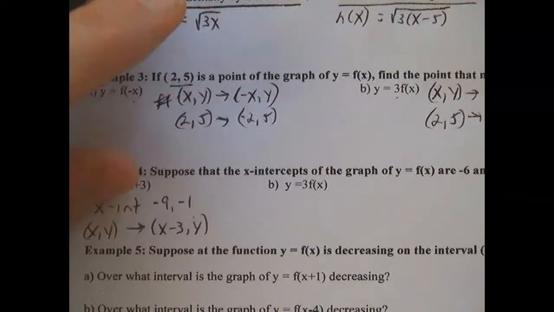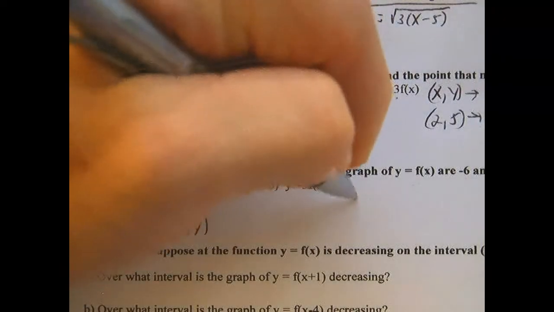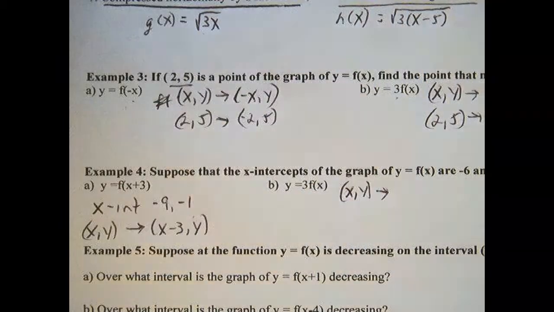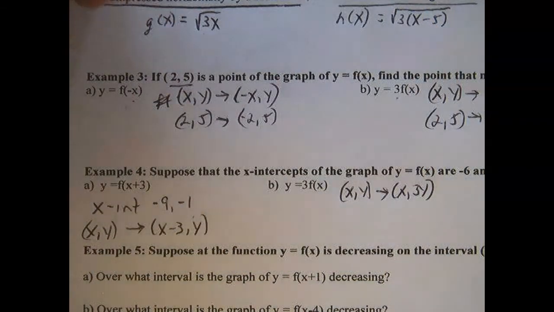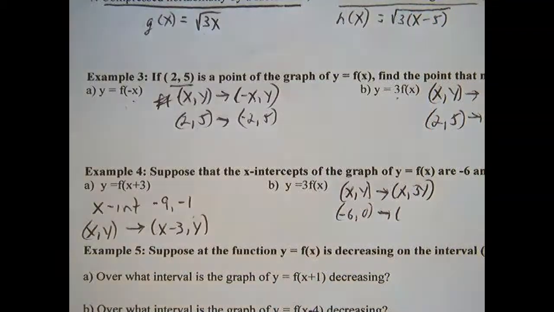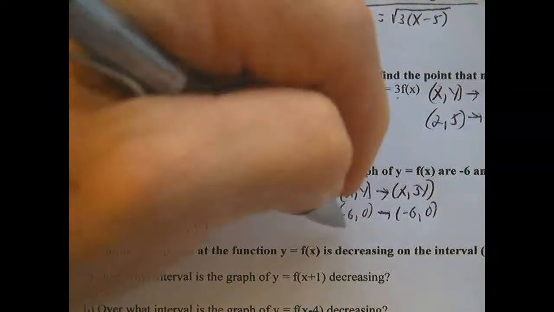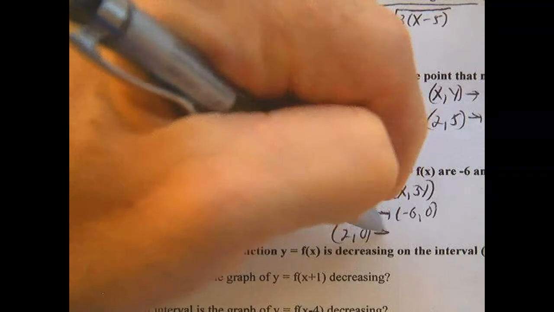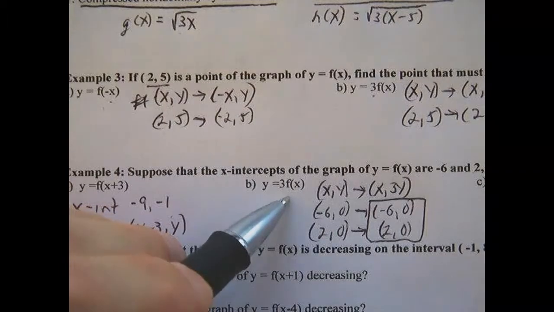Okay, so another way to think of that is that the rule here would be that x, y goes to x, 3y. And so the x-intercept negative 6, 0 would go to negative 6, 0. Doesn't move at all. And the one that's at 2, 0, that one doesn't move either. That's also at 2, 0. Okay, so those are your x-intercepts under that transformation.